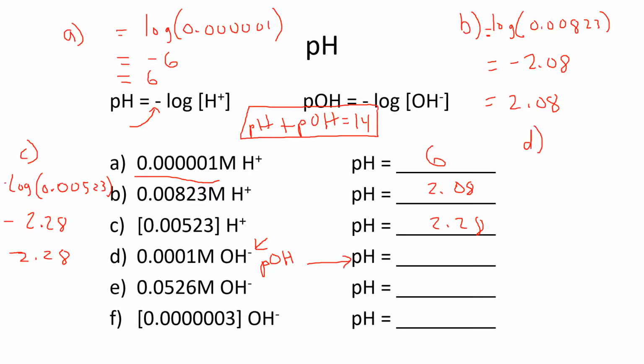All right, so let's do D over here. D is the negative log of 0.0001. What do you guys get? -4. Take the negative of it, so it would be 4. So your pOH is 4, right? But we're not looking for pOH. We're looking for pH. So pH plus 4 must equal 14. So what is our pH? 10. Yeah. So indirectly, we're able to solve for pH. If you know your pOH, you know your pH.